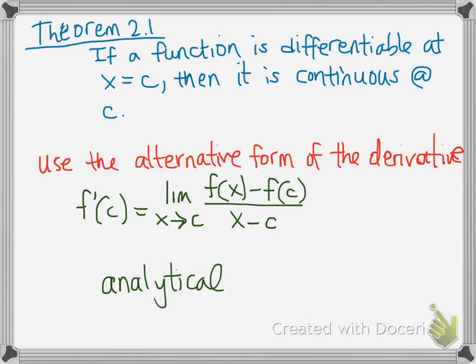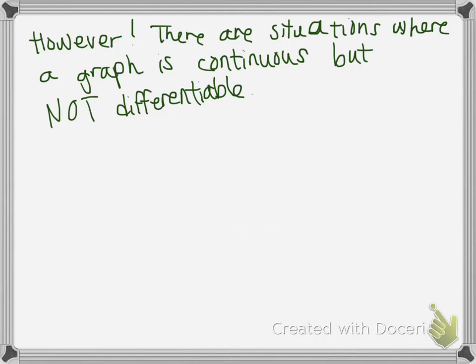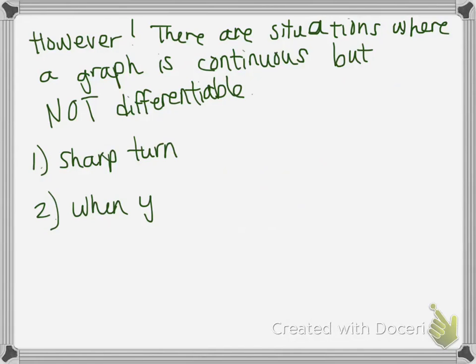We use this to analyze if a function is continuous in an analytical way. So we can do it graphically and we can also do it analytically. However, there are situations where a graph is continuous but not differentiable. And those are when we have a sharp turn and when you have a vertical tangent line.